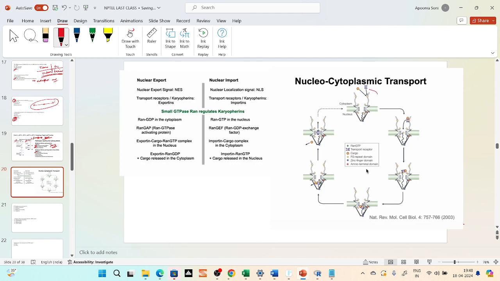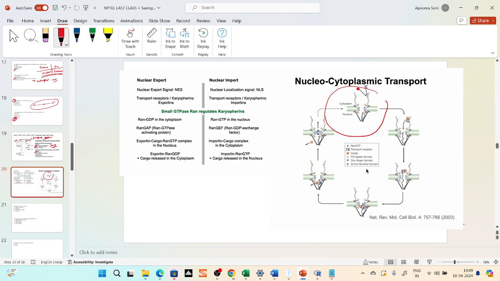This is a nuclear pore. Cargo means whatever protein it is there. This cargo is recognized by the FG repeat domain, and then it gets inside. You can see here the transport receptor first binds with the cargo, and when it binds with the cargo, the FG repeat domain recognizes it, keeps it inside, and then it is transported back.